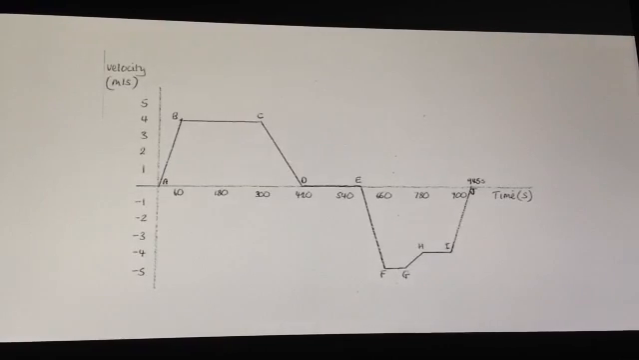Between C and D, the cyclist is decelerating. They're slowing down to a stop from their maximum velocity of 4 metres per second. This deceleration can be calculated at a constant rate of 0.03 metres per second squared. So that's minus 0.03 metres per second squared, as it's a deceleration. While the cyclist is decelerating, the distance that's covered is 240 metres.